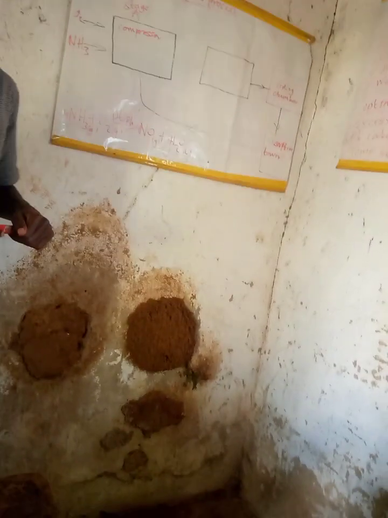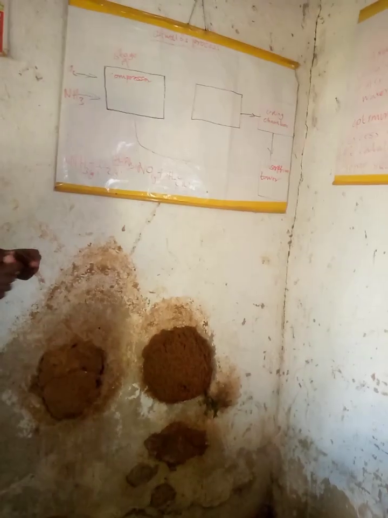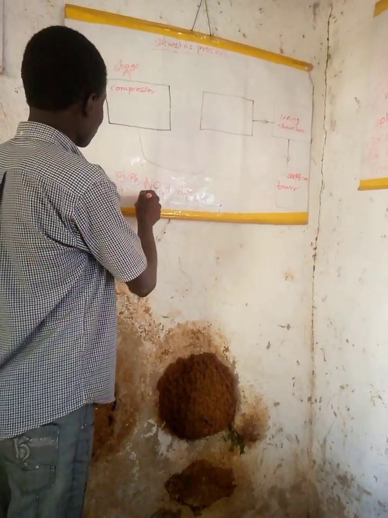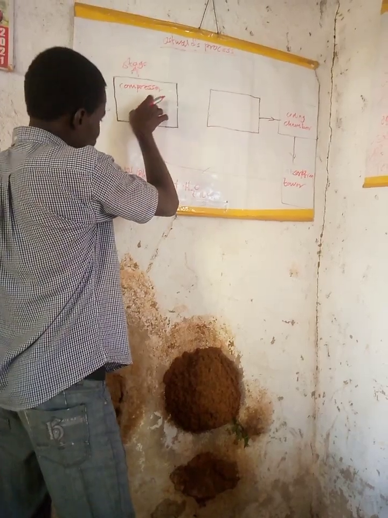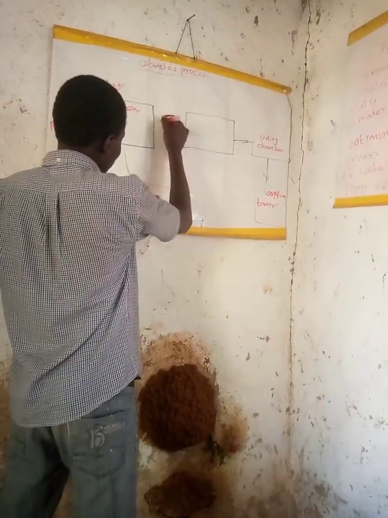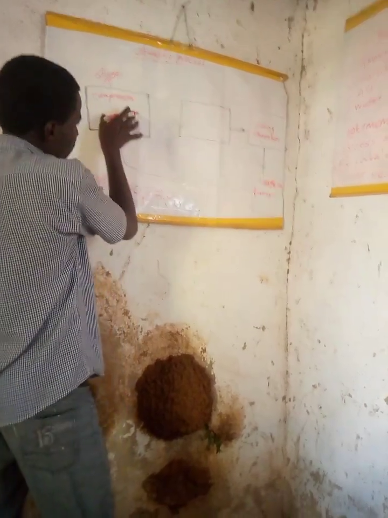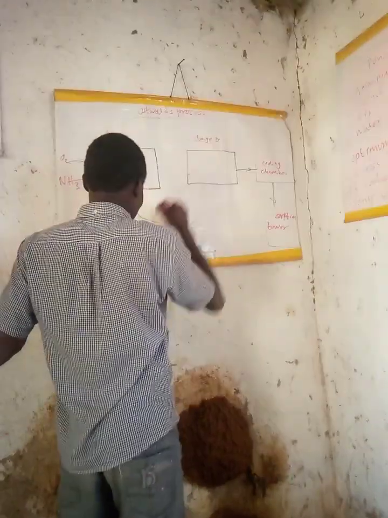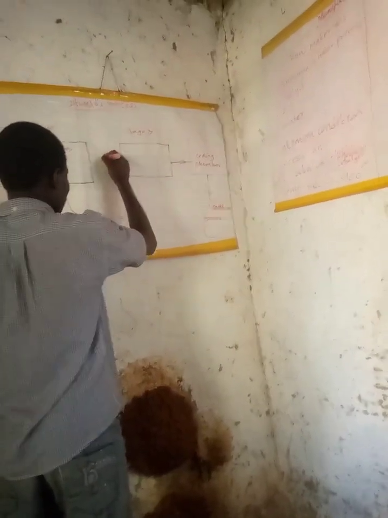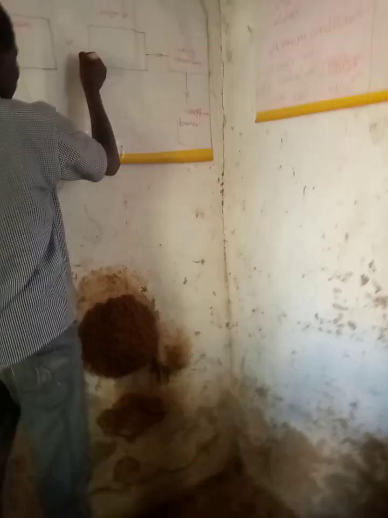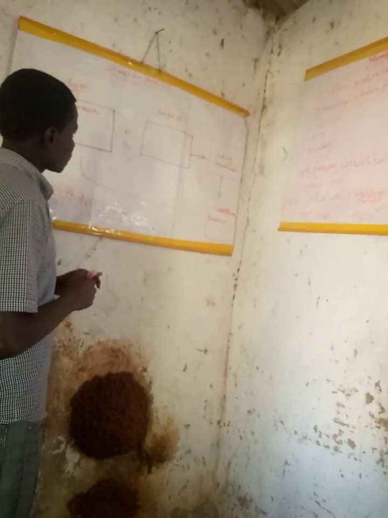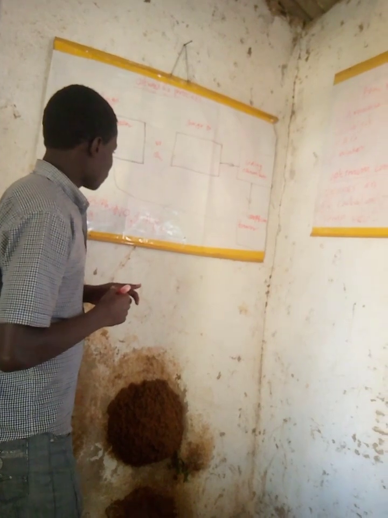Then the nitrogen oxide is mixed with air. The nitrogen oxide is formed in the compressor and moves from stage A to stage B. At stage B, the nitrogen oxide is going to react with oxygen from the air to form nitrogen dioxide.